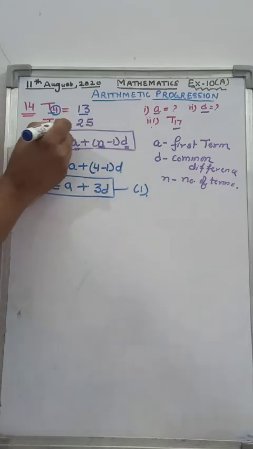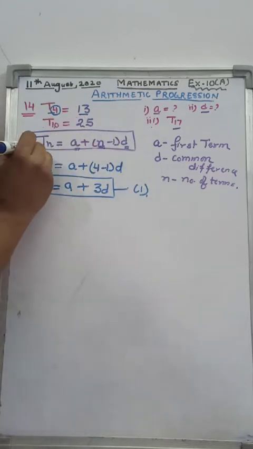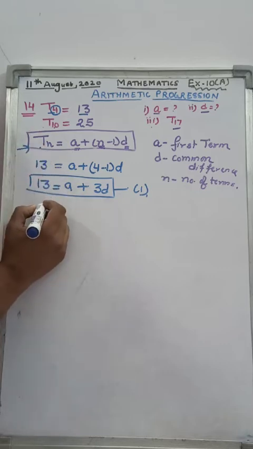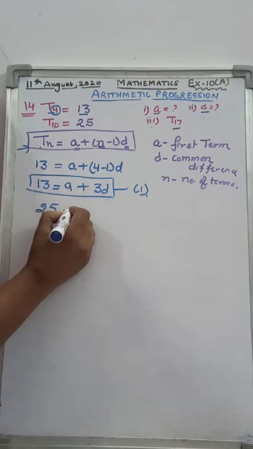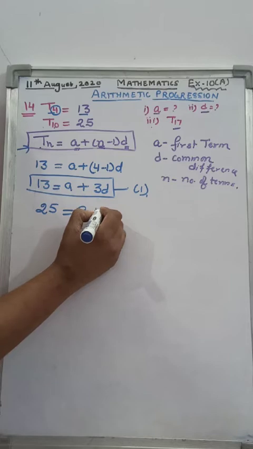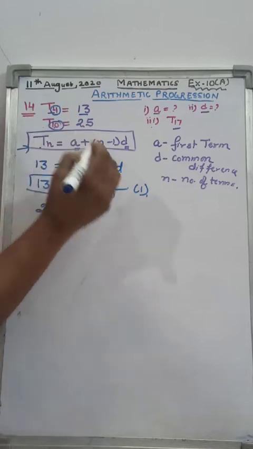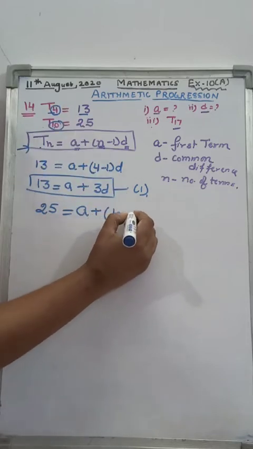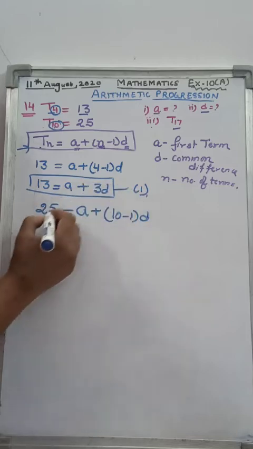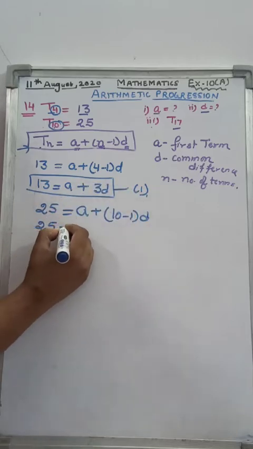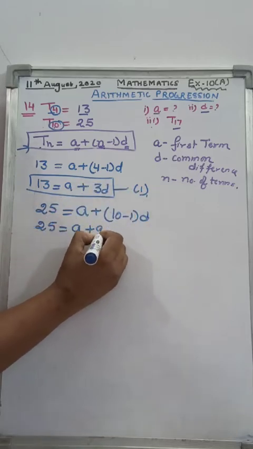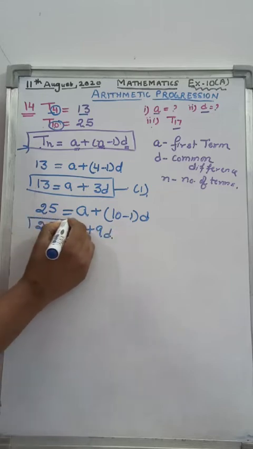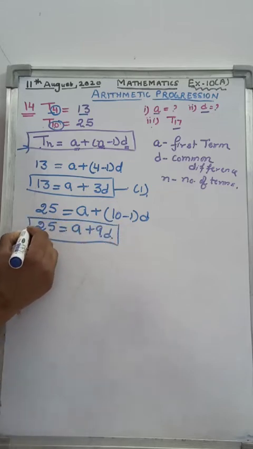Now the 10th term is given as 25. So again we will substitute over here. The 10th term is 25 equals A plus, which term is this? 10. So 10 minus 1 into D. So 25 equals A plus 9D. This is your equation number 2.